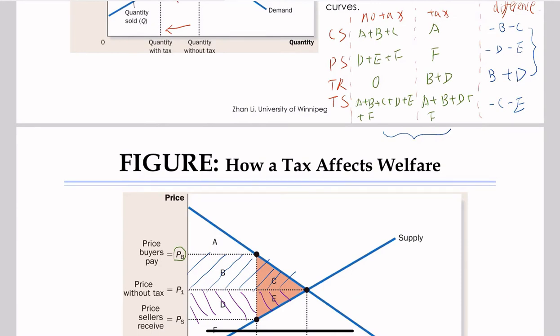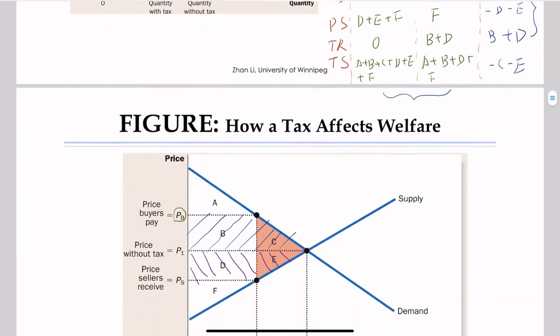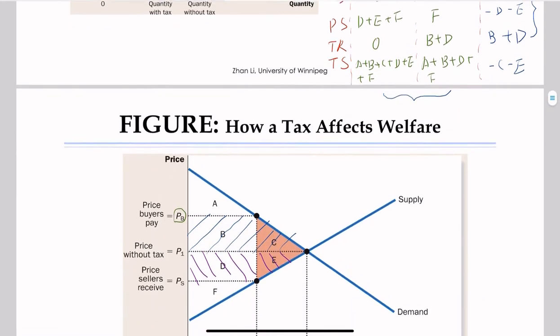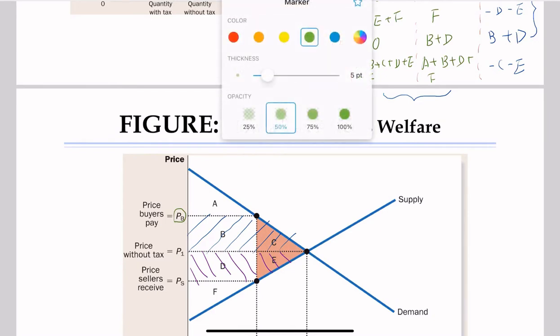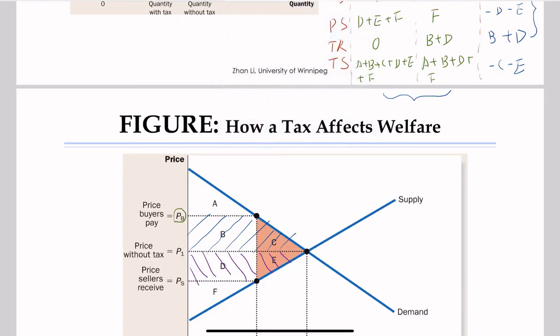And you can also see this from this picture here, right? We have learned because of the tax, consumer surplus will reduce by B and C, and producer surplus will reduce by D and E. And also, tax revenue will increase, right? Will increase by B and D. So this part is tax revenue.